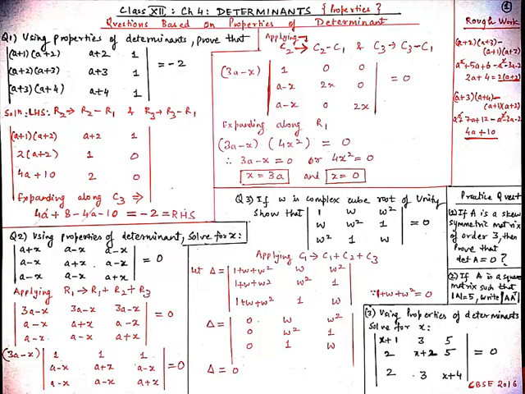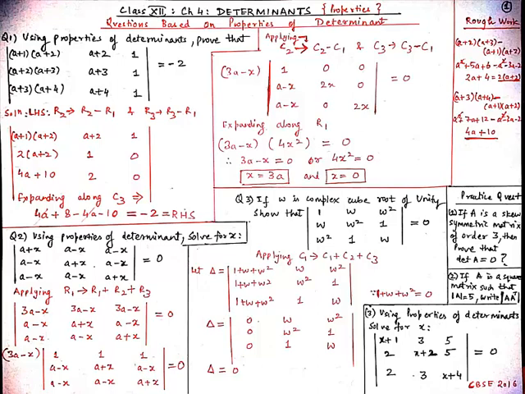And then in column C3, when we apply C3 tends to C3 minus C1, we get 1 minus 1 equal to 0, a minus x minus a minus x we get 0, and a plus x minus a plus x, so we get 2x. And now student, when we expand it along row R1, we get (3a minus x) into 4x square equal to 0. Now on equating it with 0, we get 4x square equal to 0. So from here we get x equal to 0 and 3a minus x equal to 0, so x equal to 3a.